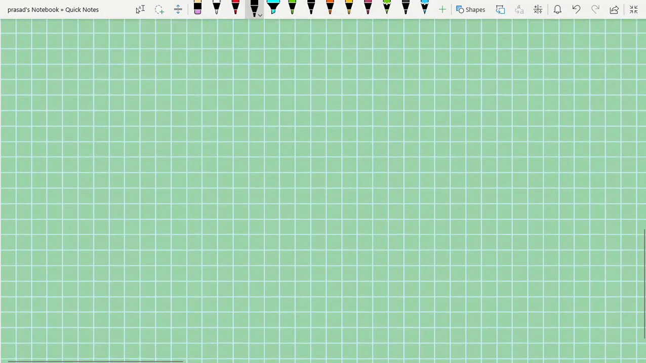Okay, now let us come to some important types of vectors. One of them is the unit vector. Now what is a unit vector? Unit means 1. So any vector whose magnitude is 1 is called a unit vector.